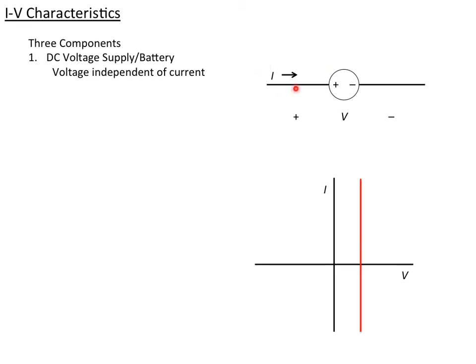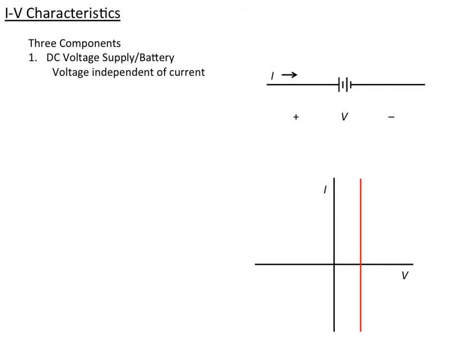Now, I have drawn a current going in here to the high side as usual. I expect that to be negative for a voltage supply because normally I expect the current to flow out of the positive side of the battery or voltage supply. However, no matter what current does flow, the voltage difference doesn't depend on it, so I can draw the IV characteristic as this vertical line in that I always have the same voltage independent of whatever the current is.